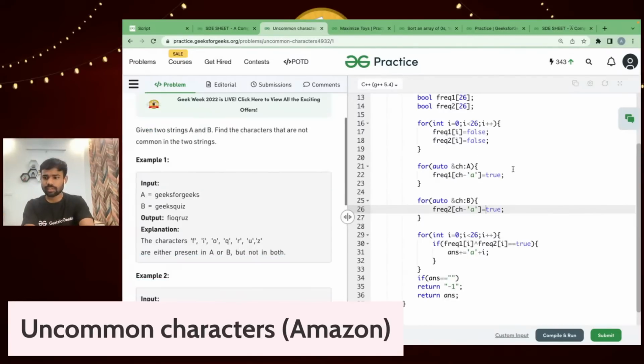Exactly. Okay, ch minus I, because we want the index of each character. And to find the index of each character, we have to subtract it with the character A. Okay? That is why we are doing this thing. For those who are late, we have solved this problem. Let's move to the next problem.